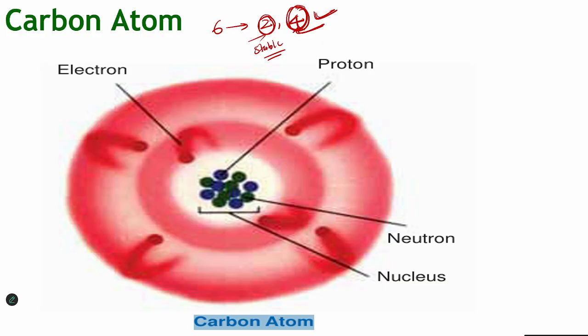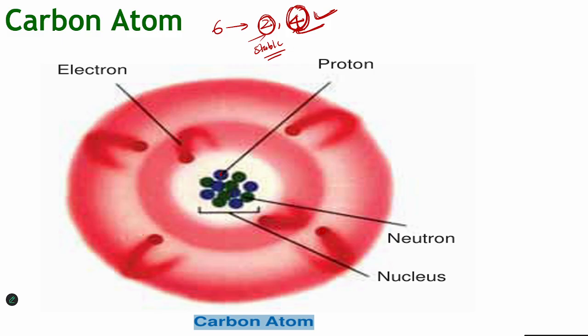See here. Inside the nucleus there are protons and neutrons. The blue ones are protons and the black ones are neutrons. The first orbit has 2 electrons, and the second orbit has these dotted ones, 4 electrons. This is the atomic structure of the carbon atom.